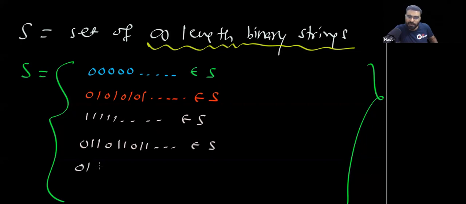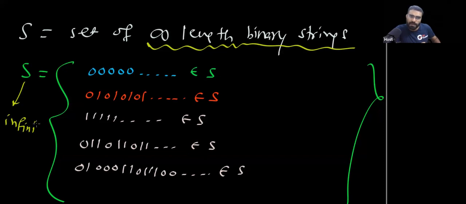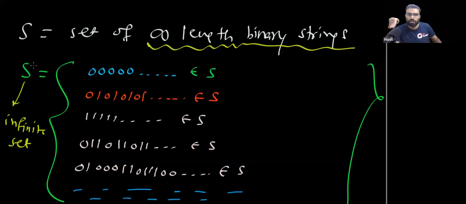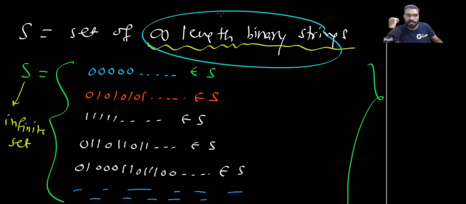And some random string which goes on infinitely also belongs to S. So this is what I'm saying. Tell me, this S is an infinite set, right? Yes or no? Agree with me? This is an infinite set because you can create an infinite number of infinite length binary strings. So this set S is an infinite set.